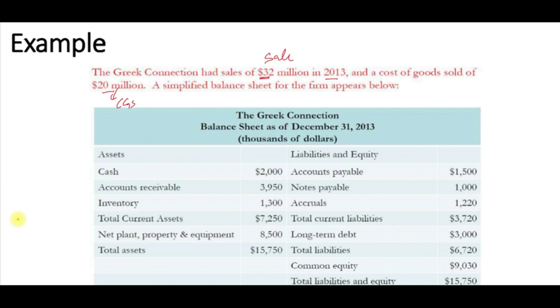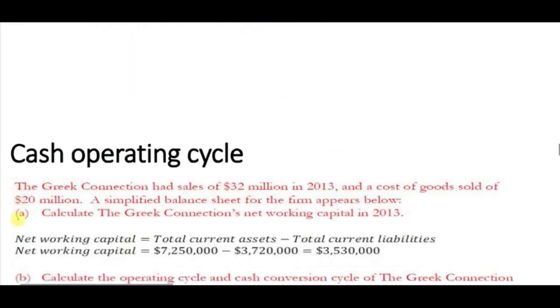First of all we have cash, that is current assets. The total current assets are 7250. So these are the liquid assets. And what are the current liabilities? The total current liabilities are 3720. Okay, so let's see what the question requires us to do.